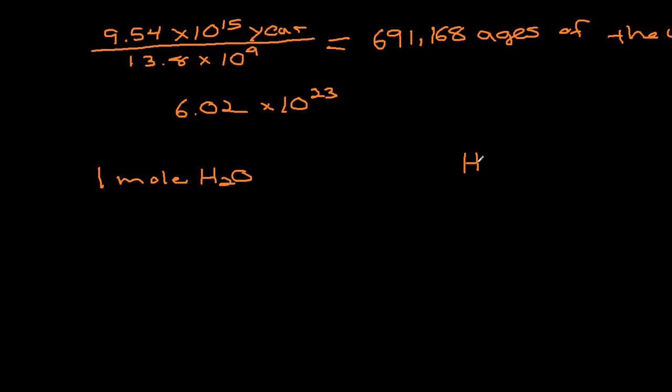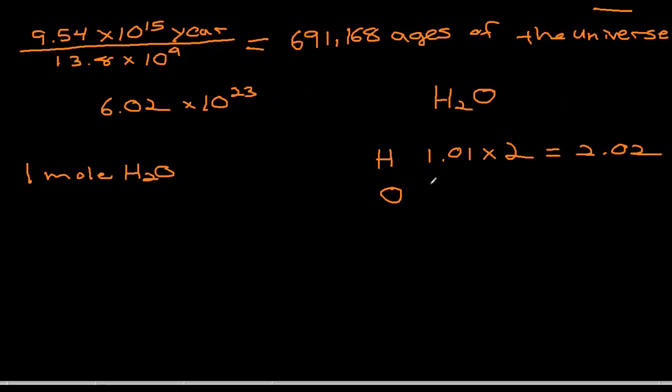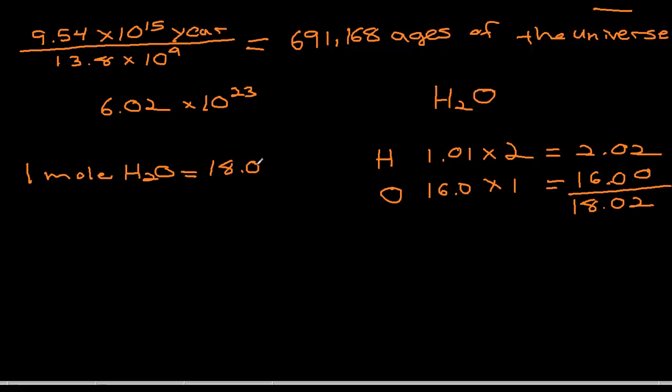But look, if you look hydrogen up on the periodic table, you'll see it has an atomic mass of 1.01. There are 2 of them in the water molecule because the water molecule is H2O. Multiply by 2, get 2.02. And oxygen has an atomic mass of 16.0. There's only 1 of those in the water molecule, so we just multiply by 1, get 18.02. What this tells us is that 1 mole would have a mass of 18.02 grams of H2O.